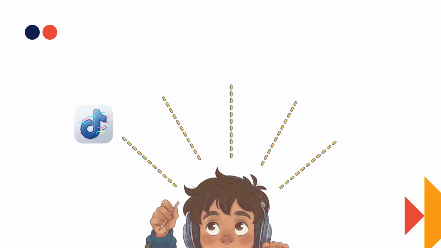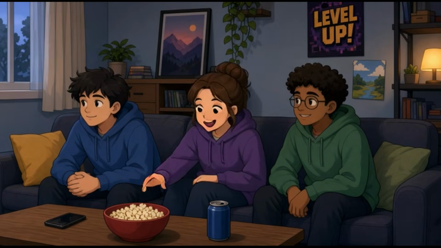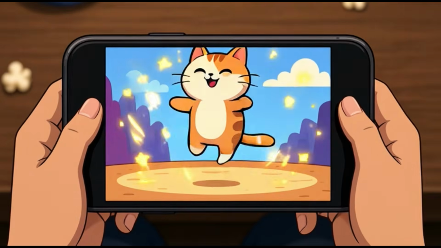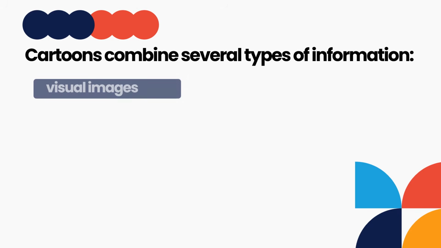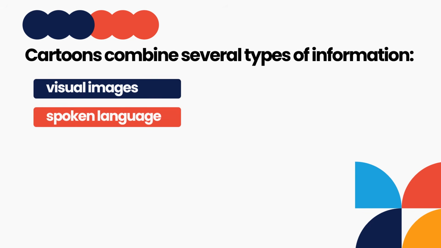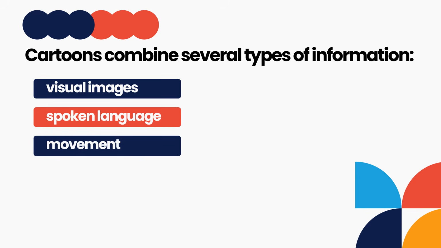Today, students are surrounded by visual content. They watch animated videos, play digital games, and communicate through images and short videos. Cartoons can be especially useful for young learners because they combine several types of information at the same time: visual images, spoken language, movements, emotions, and context.